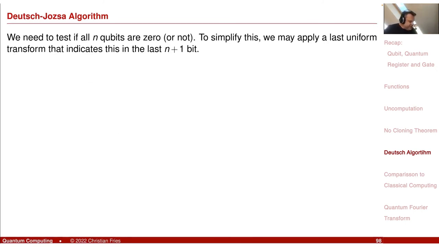So we need to test all n qubits if they are 0 or not. You may apply some more transforms such that you only need to test one bit in the end, but I leave that out.